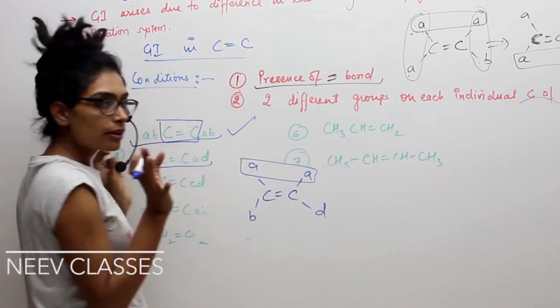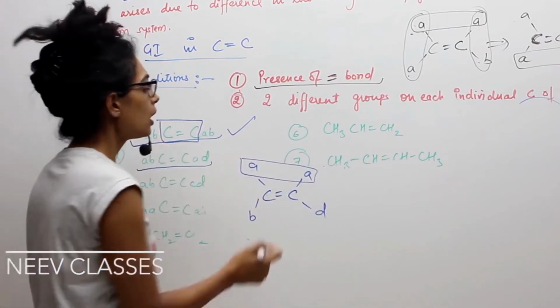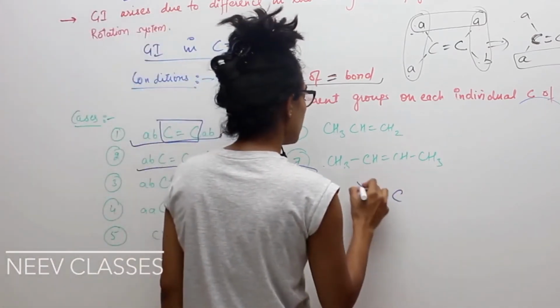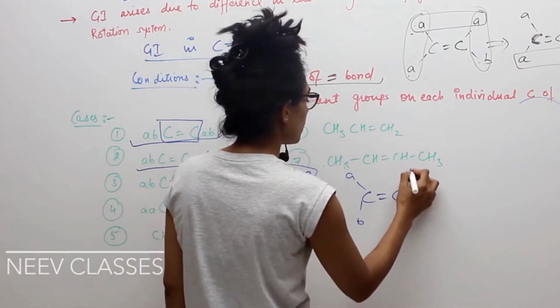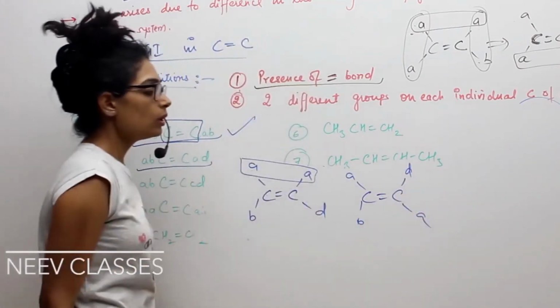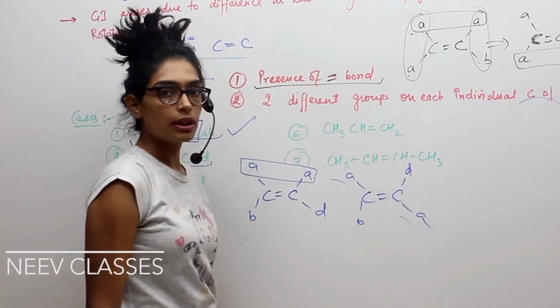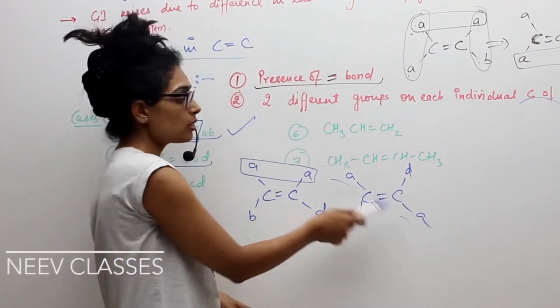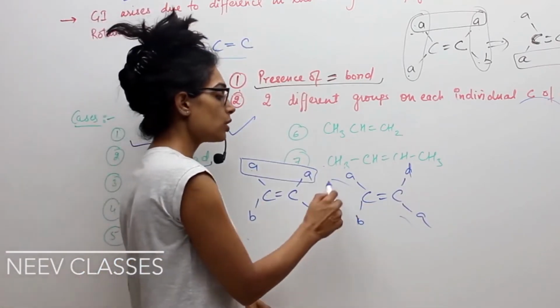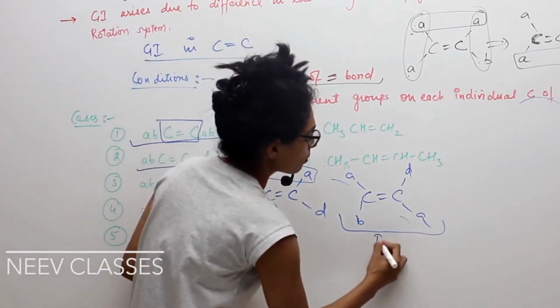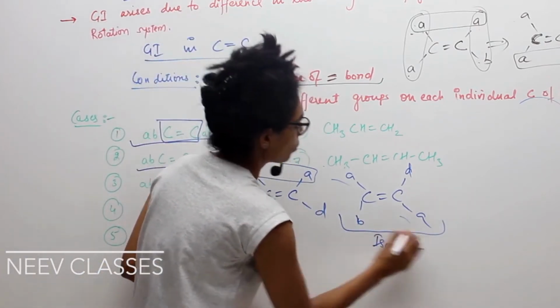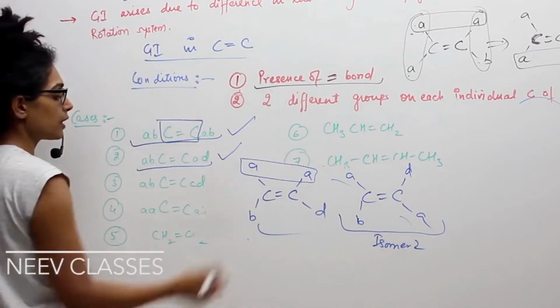Now AA right now are in the same plane facing towards the same area, and if I change the configuration, it will be A, B, D and A. So now this A and A are not in the same plane, they are just opposite to each other. So this change in arrangement makes it another isomer, isomer 2. So GI is possible in this case also.